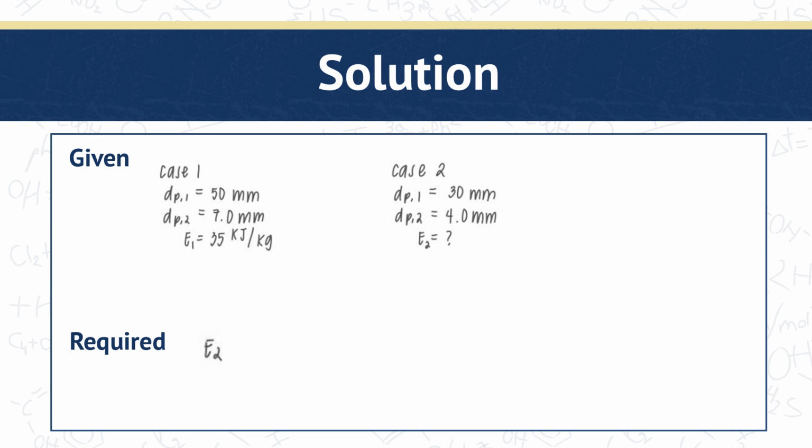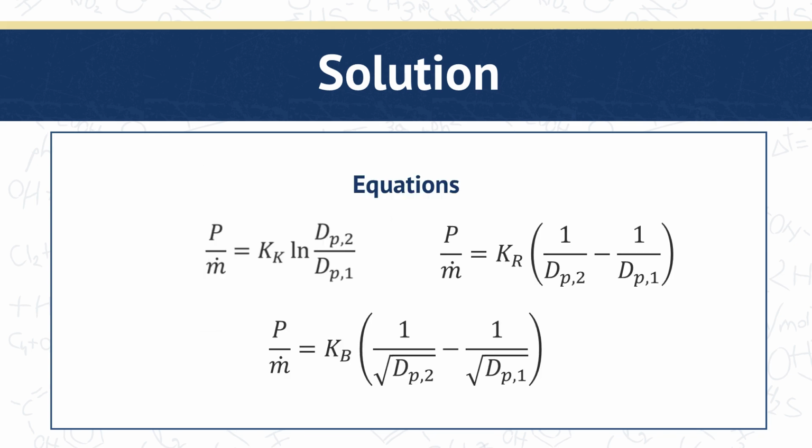We list the given values. In the first case, dp1 is 50 millimeters, dp2 is 7 millimeters, and the energy for case 1 is 35 kilojoules per kilogram. For the second case, dp1 is 30 millimeters, while dp2 is 4 millimeters. So our goal here is to solve for E2, the energy needed for the second size reduction under each of the three laws. Listing all the equations we have, we can now solve the problem.